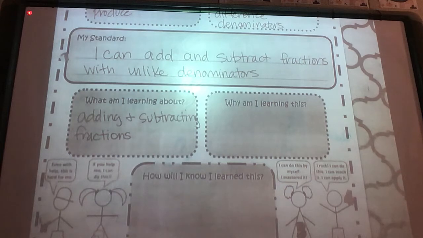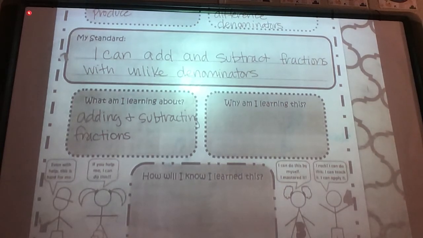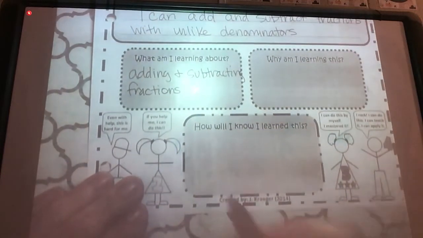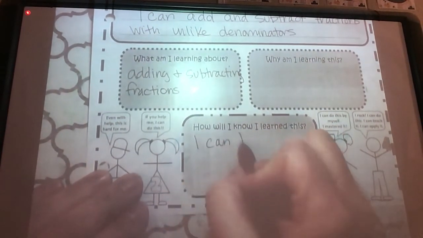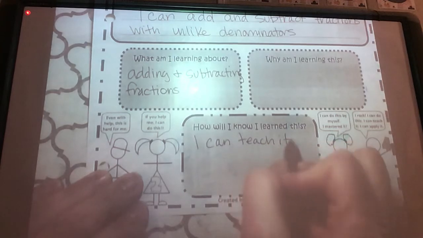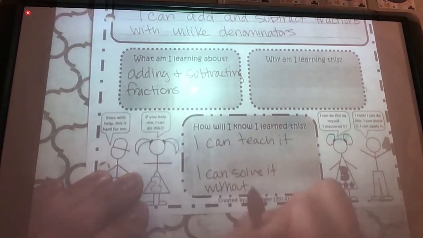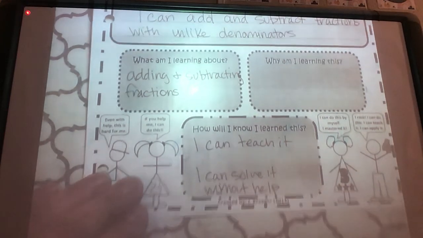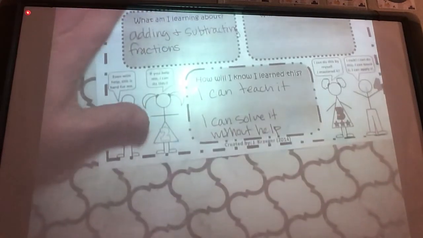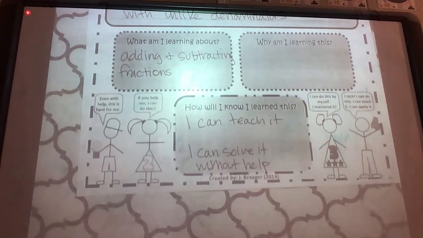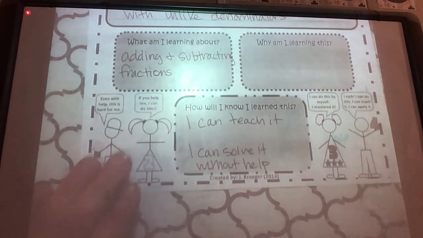Colin, cover up. Wade, cover up. How will I know I learned this? This one's basically the same every time. I can teach it, or I can solve it without help. Okay, does anybody need me to scroll up so you can finish writing? No. Okay. All the way to there.